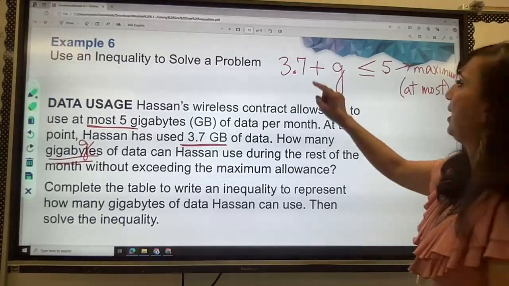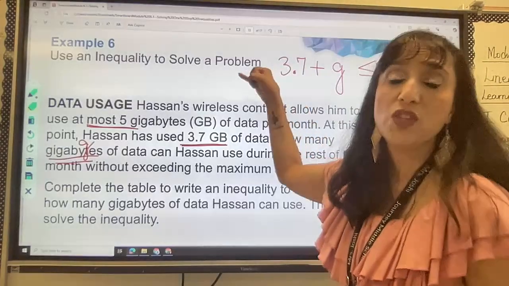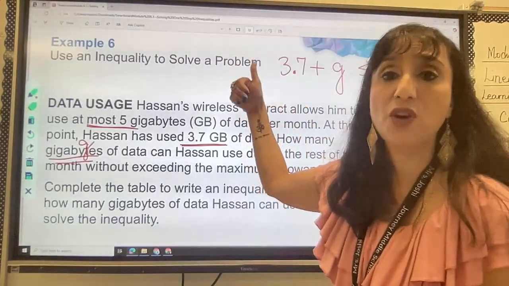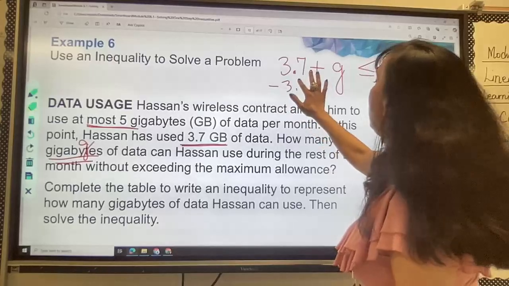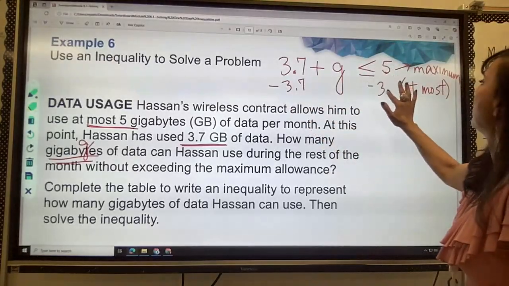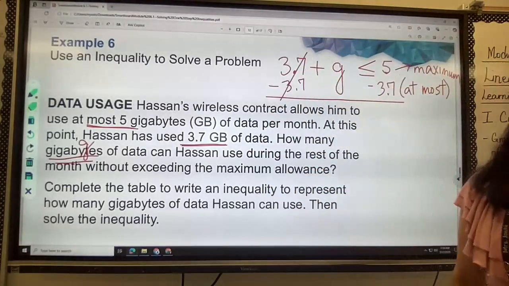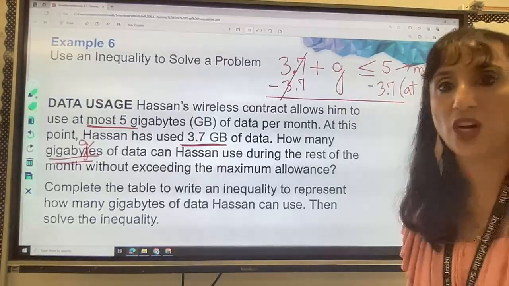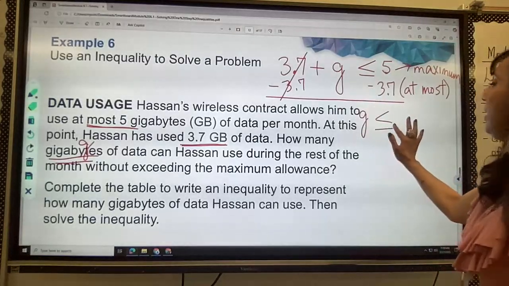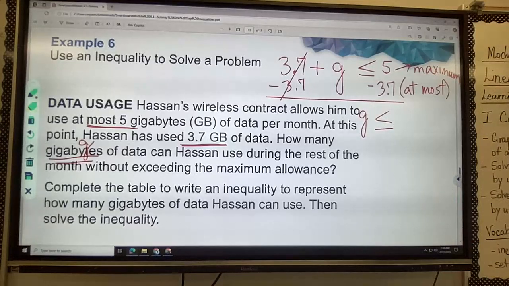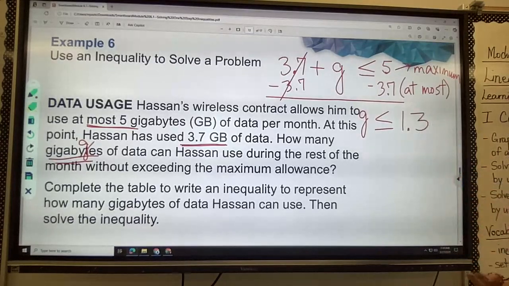As I can see, I have 3 7/10, and this is a positive. So what is the inverse of addition? It is the subtraction property of equality. So I am going to subtract 3 7/10 from both sides of the inequality, and this 3 7/10 minus 3 7/10 cancels each other out. So I'm left with G is less than or equal to, and 5 minus 3 7/10 gives me 1 3/10.